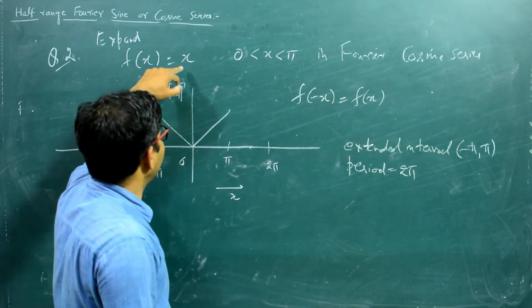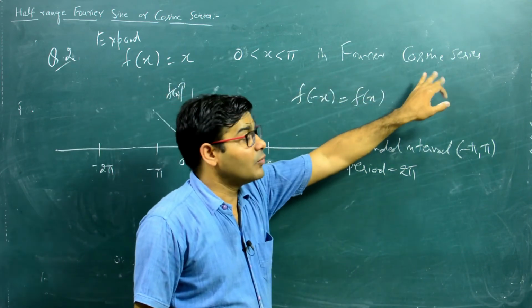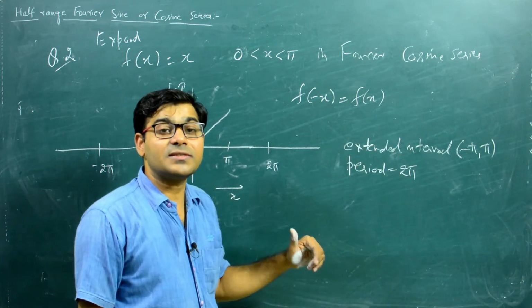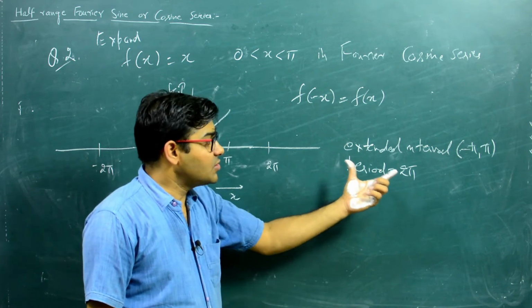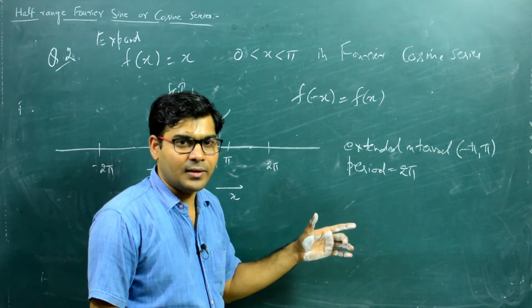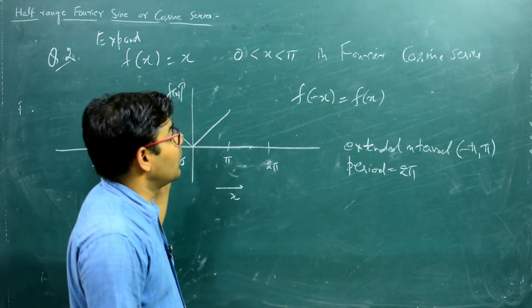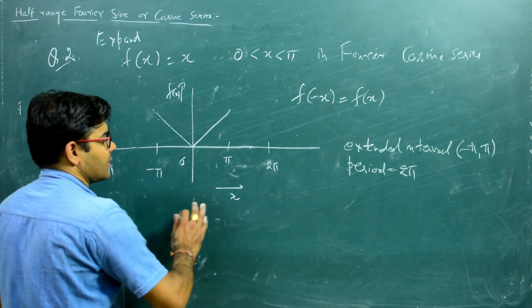Had it been an even function already, and we had been asked to find the Fourier sine series instead of the cosine series, then we would have done the same exercise in such a fashion that in the extended region, minus L to L in general, this function f(x) becomes an odd function, so that we can write down the Fourier sine series. Okay, so let's do that.